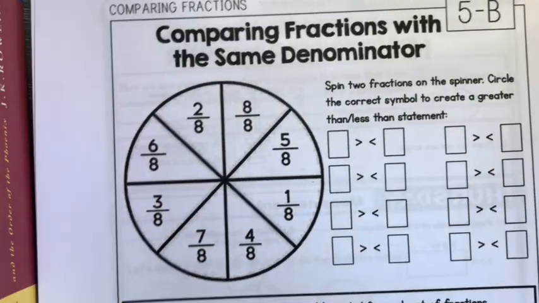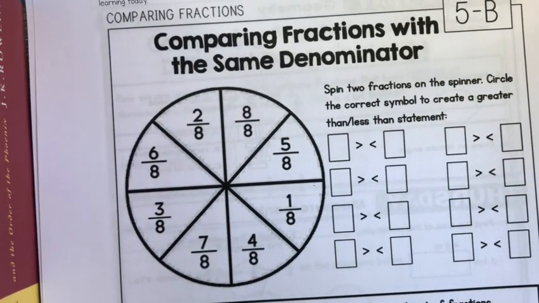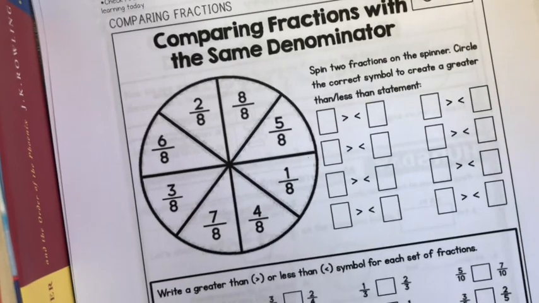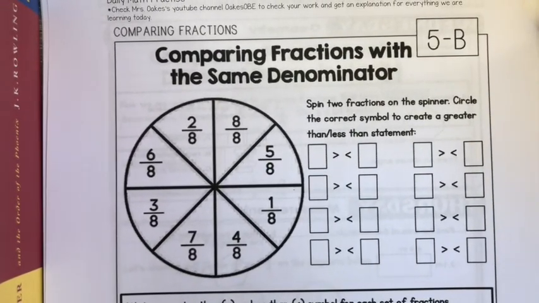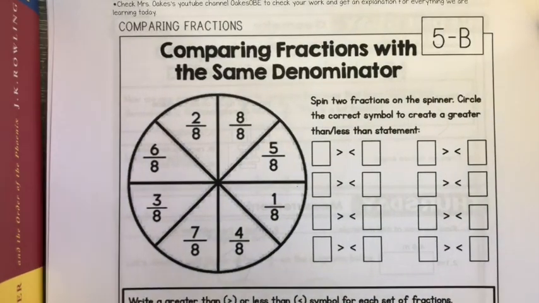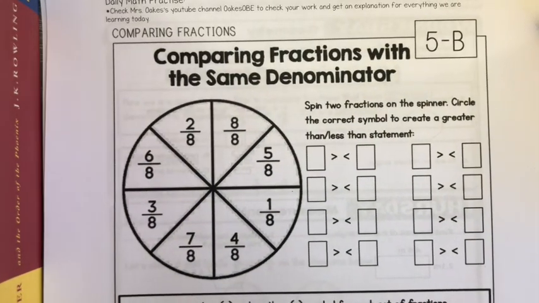Now for our last part of our math today, we're going to be comparing fractions with the same denominator. So the same denominator means that the bottom number, I'm just trying to get this straight, I don't know why it's so wonky today. The same denominator means that the same number is on the bottom.